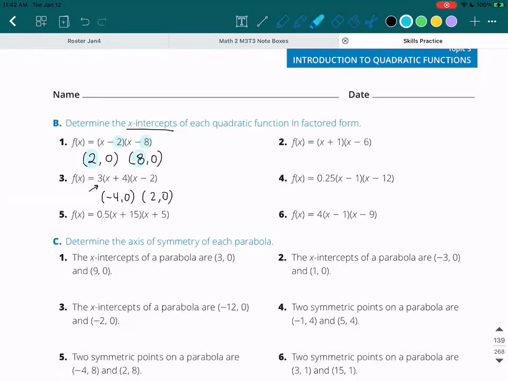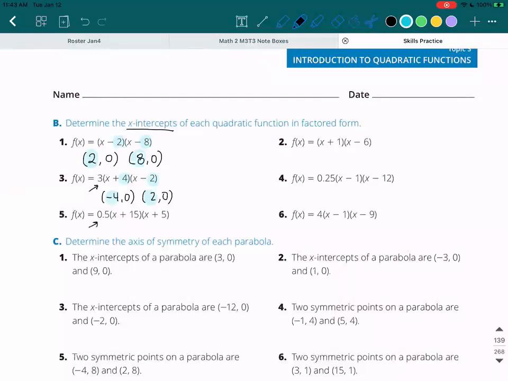And how do we get the negative 4? We got it from the plus 4 over here. How do we get the positive 2? We got it from the minus 2 over here. So remember, you just switch the signs and put it in coordinate form. I'm going to pause the video, see if you guys have any questions. All right, sounds like there are no questions. So let's do the last one.